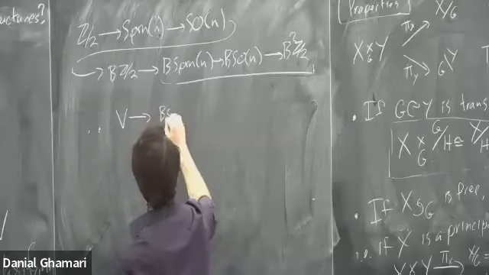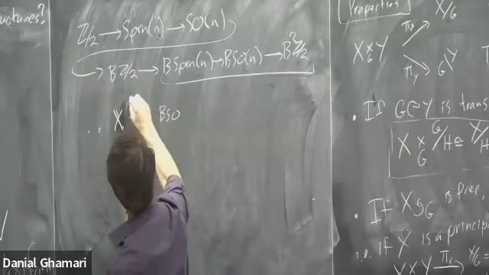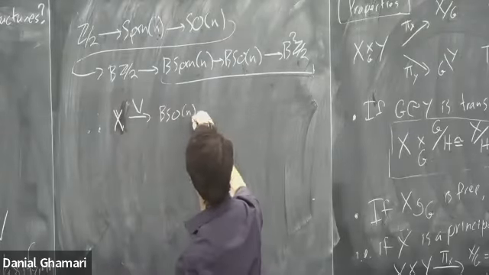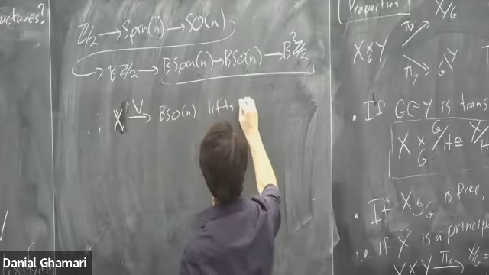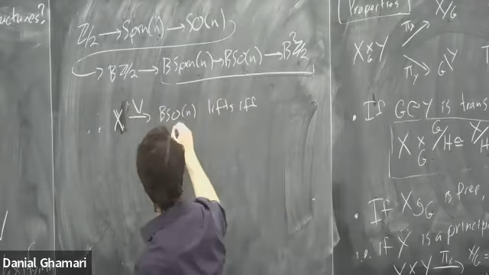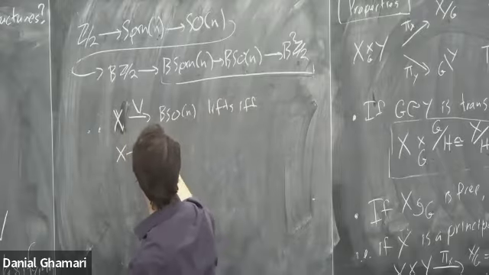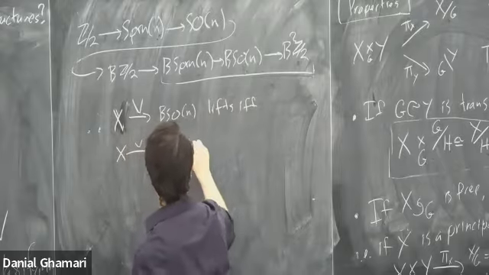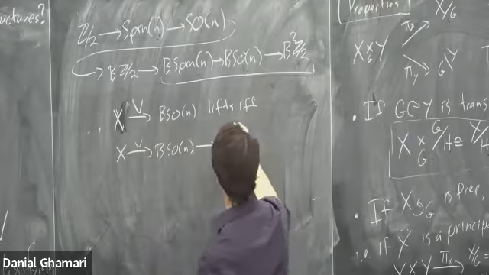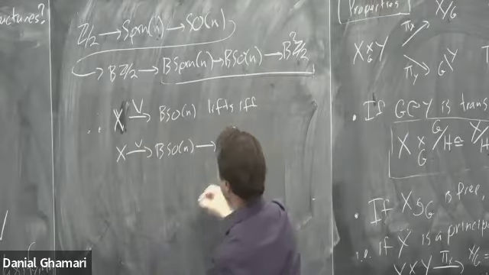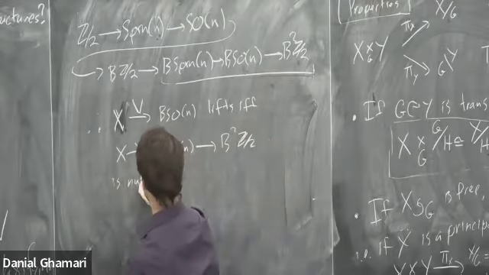So a map from X to BSO n lifts if and only if the composition with this map is null homotopic.